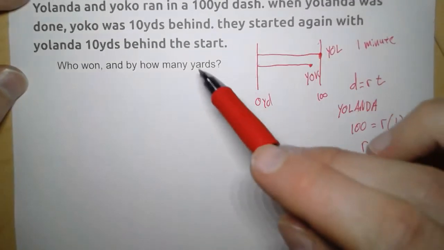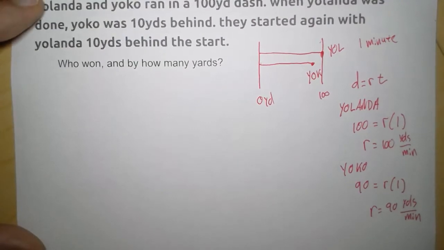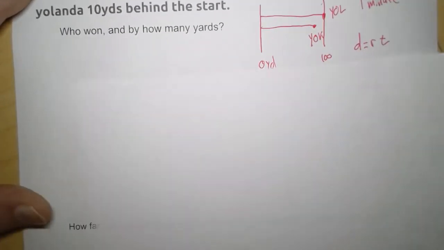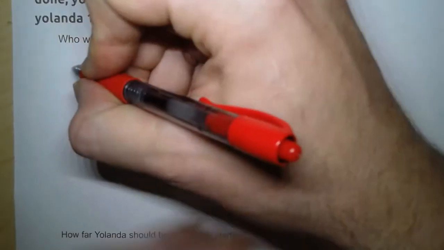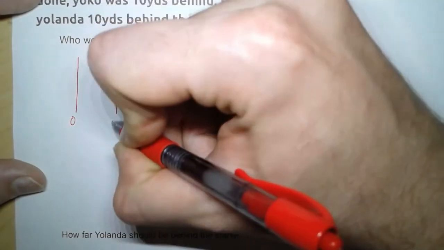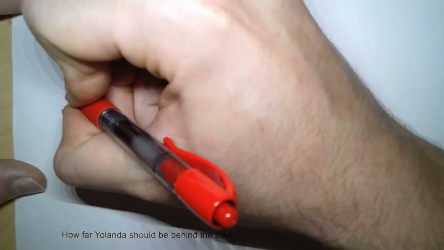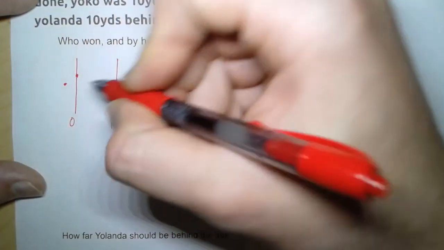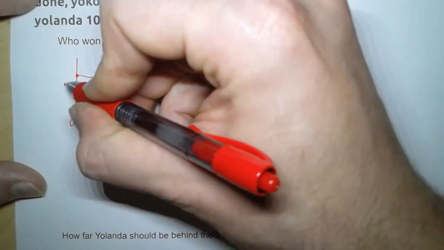Now they start again with Yolanda 10 yards behind the start. All right, so now we cover this up because now it's a completely different setup. Now we have 0, we have 100. Yoko starts at the finish line, but Yolanda starts 10 yards back, so her position is actually negative 10 yards. And so the question is, who wins?